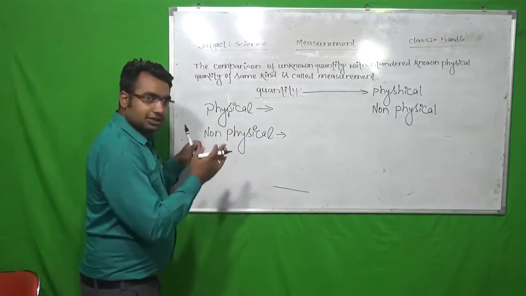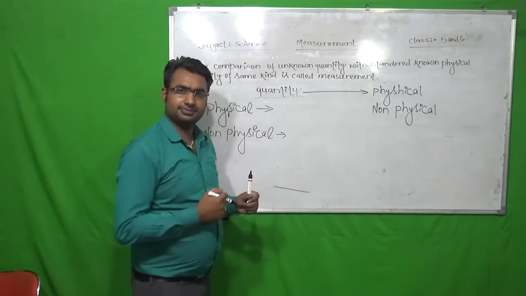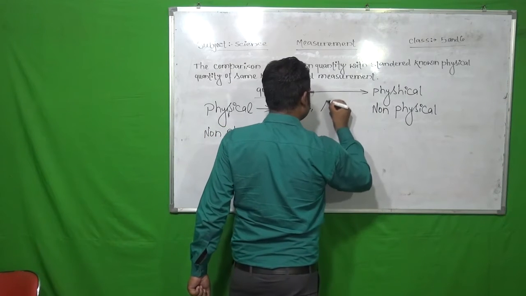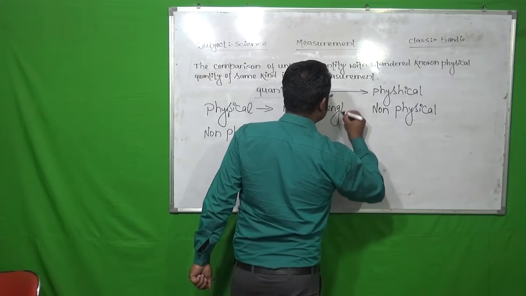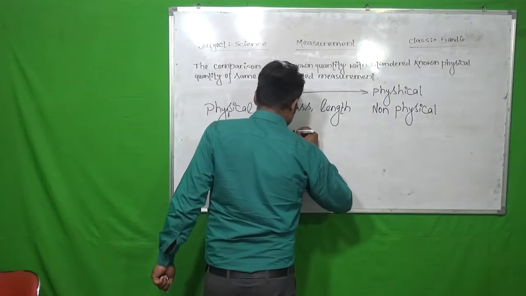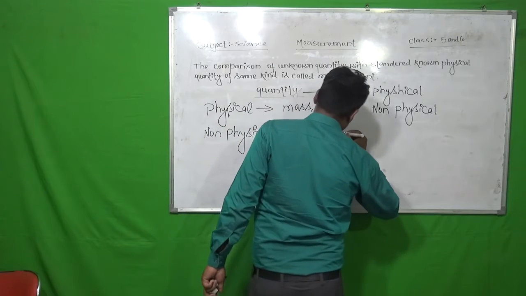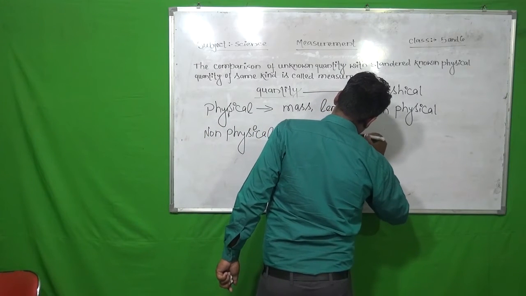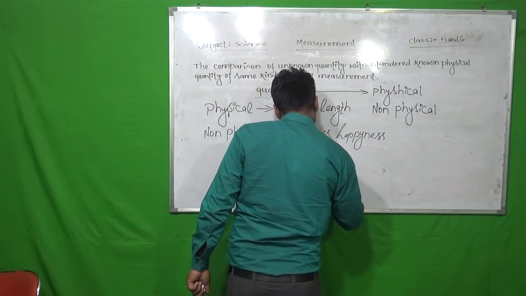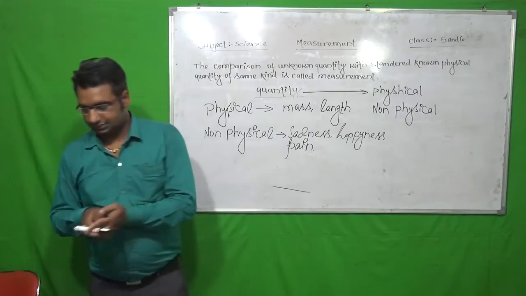So let's understand the physical quantity and non-physical quantity by using some examples. The first example is mass. The second example is length. As well as the non-physical quantities like sadness, happiness as well, pain. Yes.